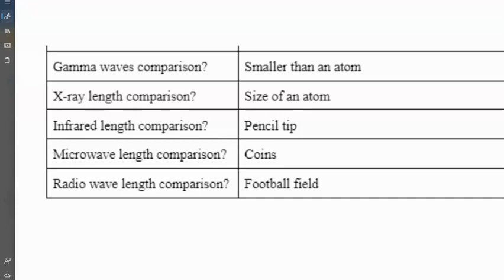Infrared is approximately the tip of your pencil. Microwaves are about the size of a coin. It's a centimeter or two. Radio waves, you can compare that to a football field. Really, it's anywhere from like the length of your desk to a football field, anywhere that's like 1.5 or 2 meters and larger is a radio wave. But these are the ones that AP wants you to memorize. And yes, I did say memorize. I know. If you have questions on that, let me know.